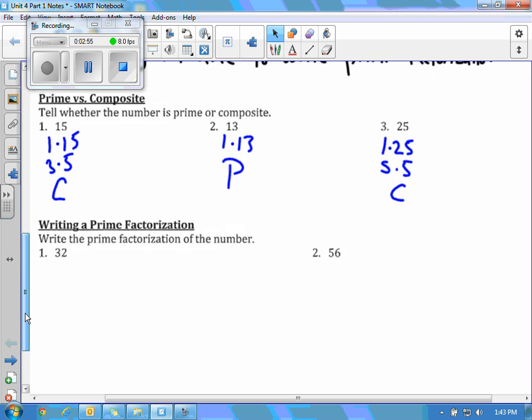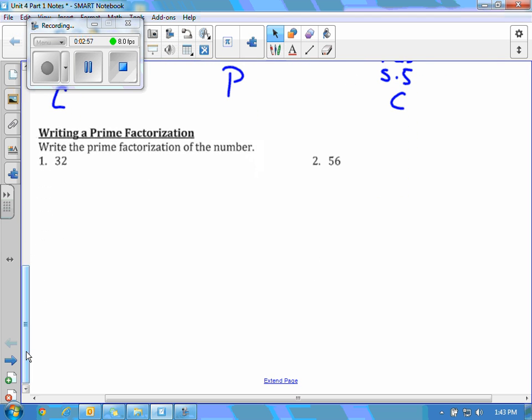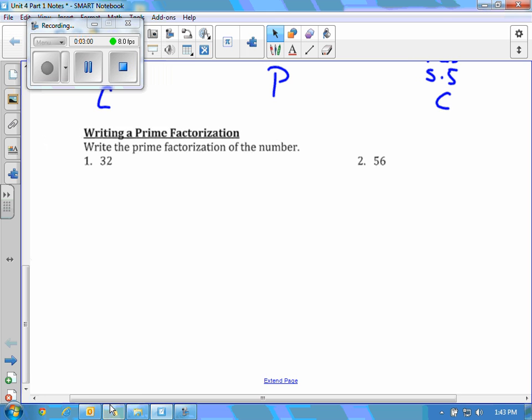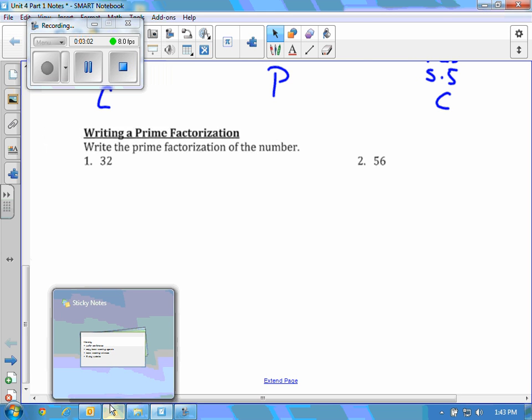If you look at the next part, it says write the prime factorization of the number. So this is when we're going to get into using our factor trees.